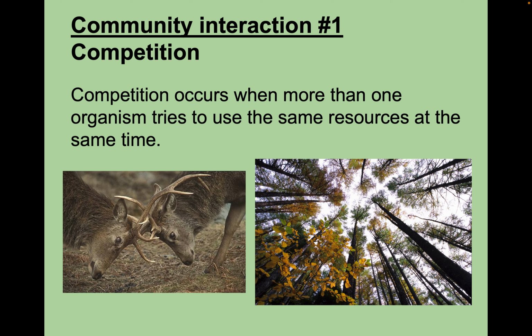Ways that community members can interact. First one is competition. It's when there are limited resources and more than one organism is trying to use those same resources. It can be food, space, mates, anything. For animals, this could end up looking like fighting. Plants compete too, even though it's not as exciting looking as animals, but they still do it.